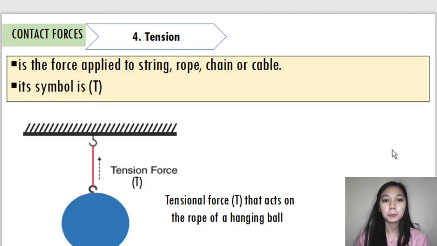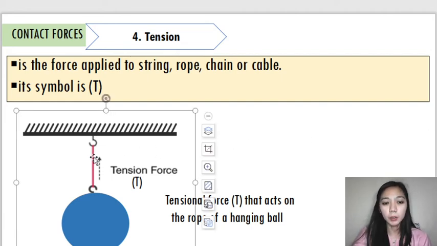Okay? Next example of contact force is tensional force. And tensional force is applied to objects like strings, rope, chains, or cable. And the symbol for it is capital letter T. For example, dito meron tayong ball. Yung ball nakahang with a hook. So, meron tayong rope na nagsusuporta doon sa ating nakahang na ball. So, in this example, it is the rope. Itong rope na to ang nakaka-experience ng tensional force.